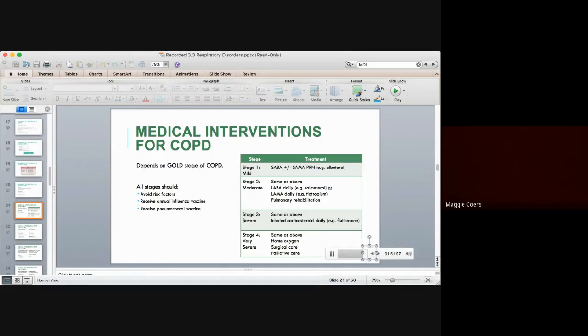No matter what stage the older adult is in, they need to be instructed on risk factors so they can avoid them, and they need to get their flu and their pneumonia vaccine. Those are very important things that we need to educate older adults about, no matter what GOLD stage of COPD they're in.